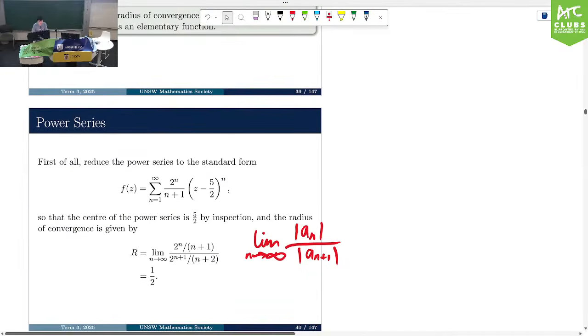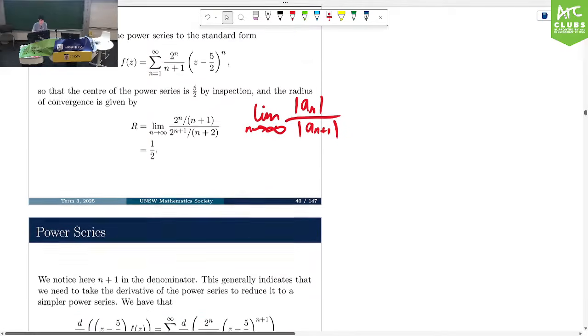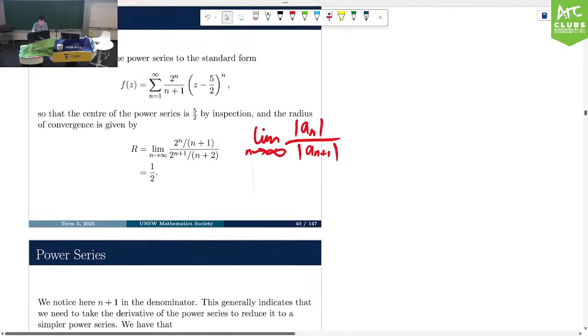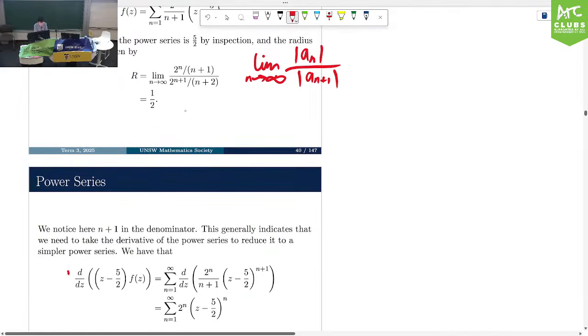When we have n plus 1 in the denominator of a power series, what we might want to do is just differentiate both sides. But in this case, we couldn't do that yet because differentiating doesn't cancel out the n plus 1. So our trick is that we can multiply both sides by z minus 5/2. So we have this thing over here.